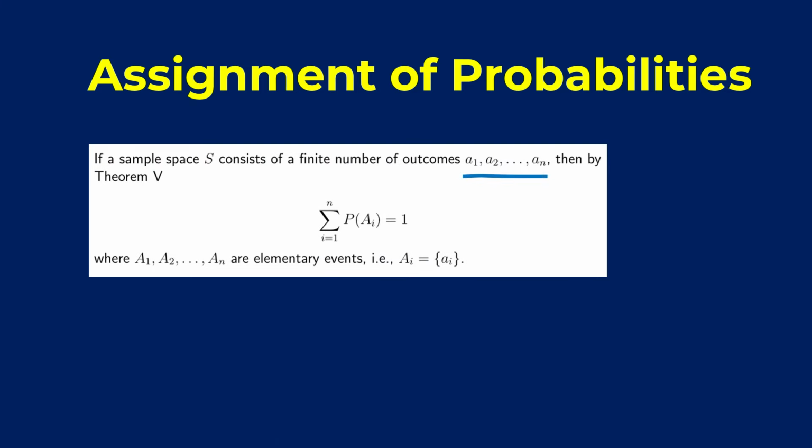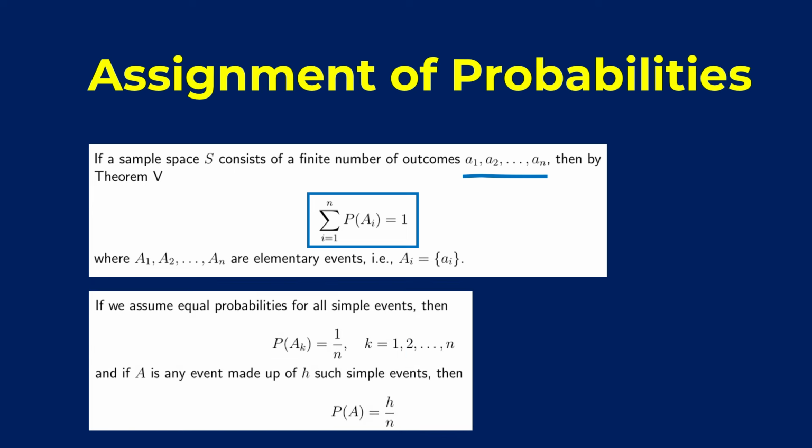Let's now see how we can assign probabilities. If a sample space S consists of a finite number of outcomes A1 to A sub n, then by theorem 5, the sum of the probabilities of the elementary events A sub i should be equal to 1. Now, if we assume equal probabilities for all simple events, then the probability of A sub k is equal to 1 by n. And if A is any event made up of h such simple events, then the probability of A is equal to h divided by n, which is the same as the classical approach of estimating the probability of an event.